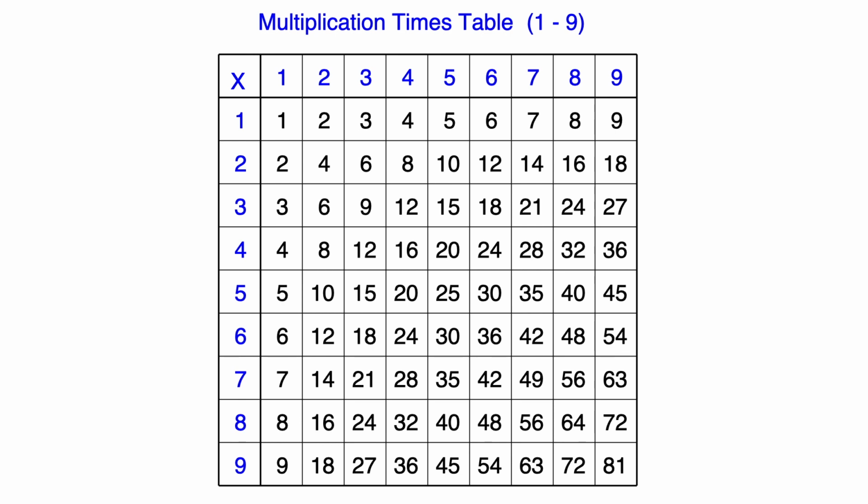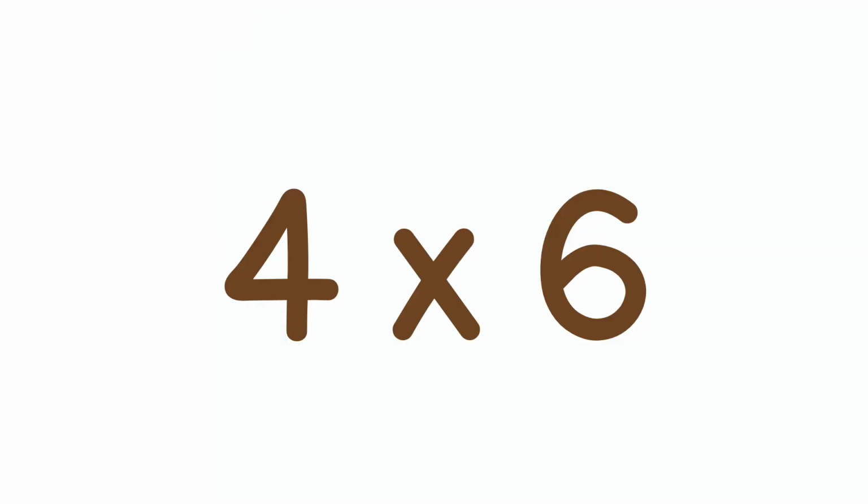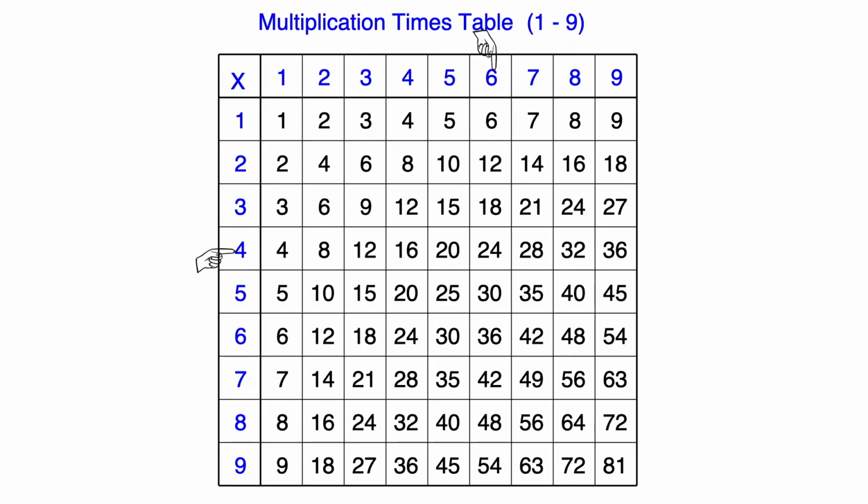Let's take a look at how we would find the product, or answer, to 4 times 6. Place the pointer finger of your left hand on the blue number 4 on the left side, and the pointer finger of your right hand on the blue number 6 along the top. Slide your fingers until they meet. The number that they land on is the product, so 4 times 6 equals 24.